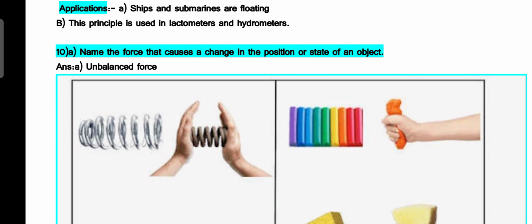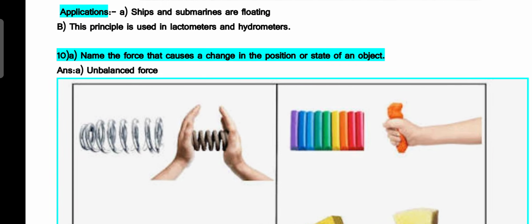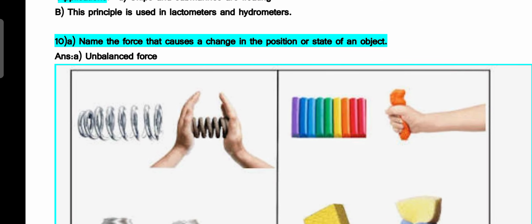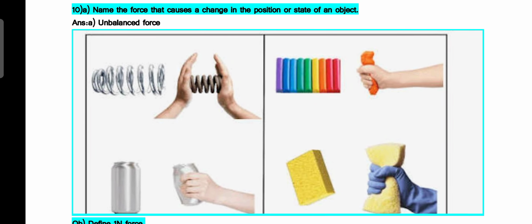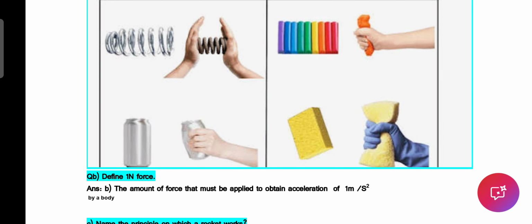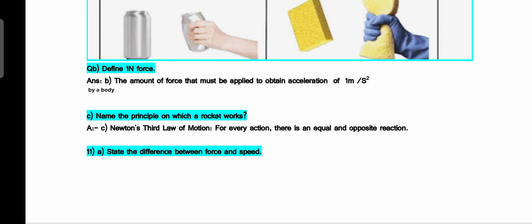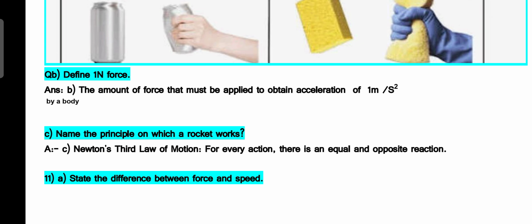Now the 10th question is, name the force that causes the change in the position and the state of the object. Shape also can be changed. So that is unbalanced force. You can see the pictures where the shape and size of the objects can be changed. It is unbalanced force. Define 1 Newton force. The amount of force that must be applied to obtain an acceleration of 1 meter per second square by a body is called 1 Newton force.